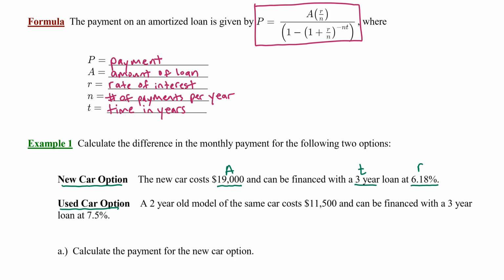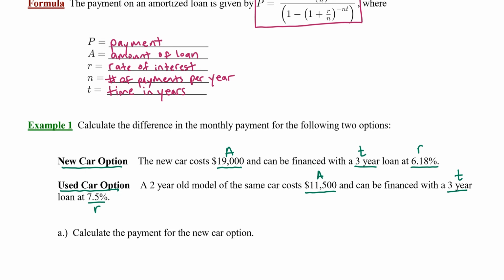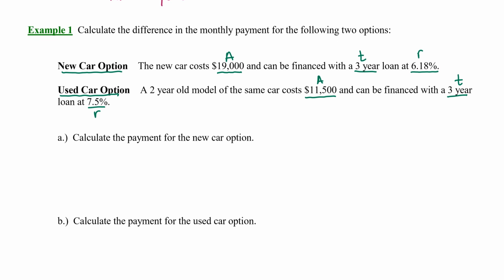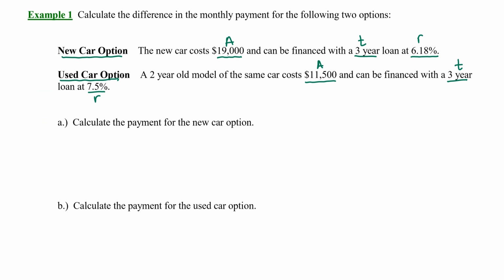So you've got a 2-year-old model of the exact same car, but this one costs $11,500. And there is a significant difference between the price of a new car and a 2-year-old model of the same car. This one can be financed with a 3-year loan at 7.5%. Let's calculate the payment for both options. We're going to start with the new car option.